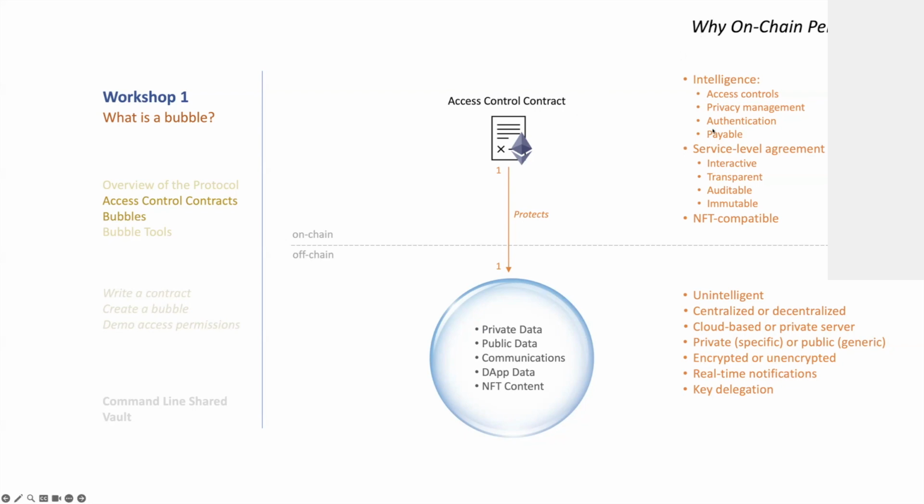You can also, of course, add things like payments to your contract. So a really simple example would be a contract that only allows someone access to read the contents of the bubble if they've paid a certain amount of money to the contract.